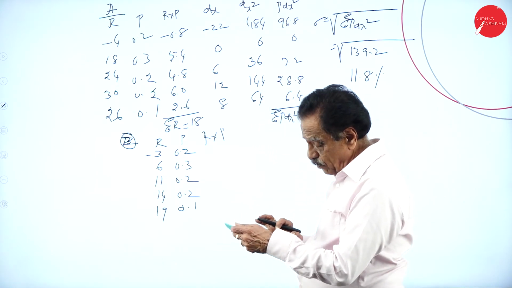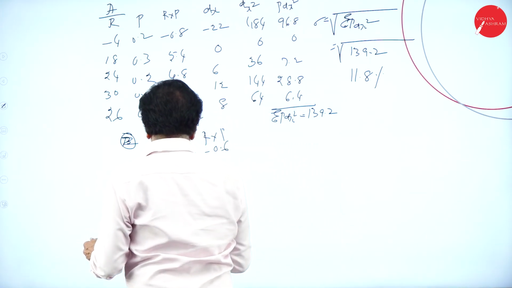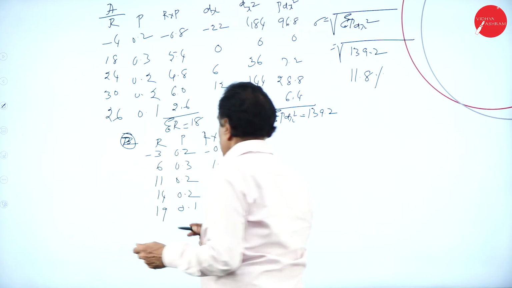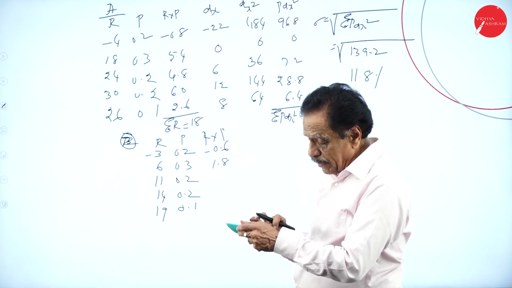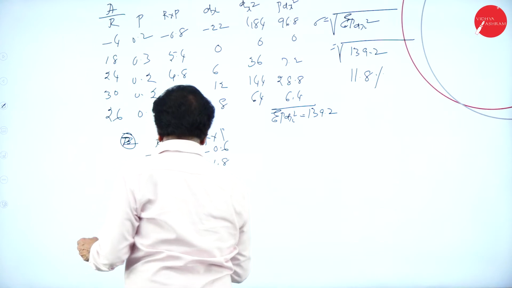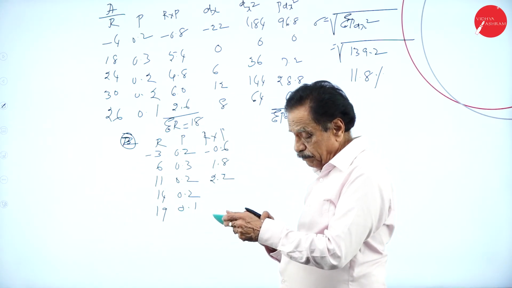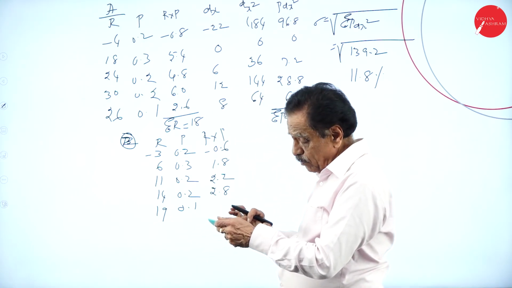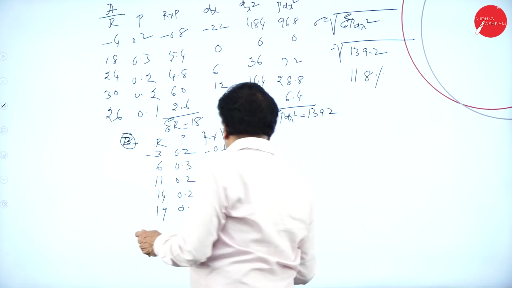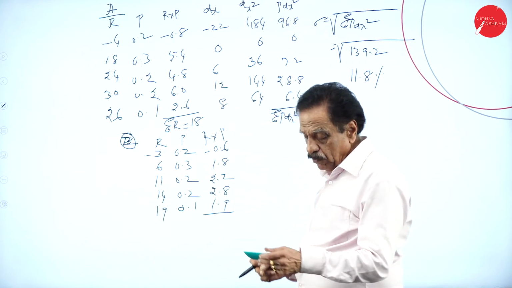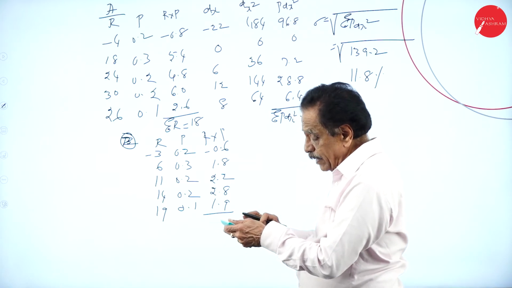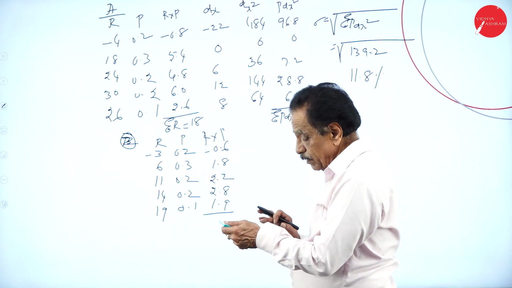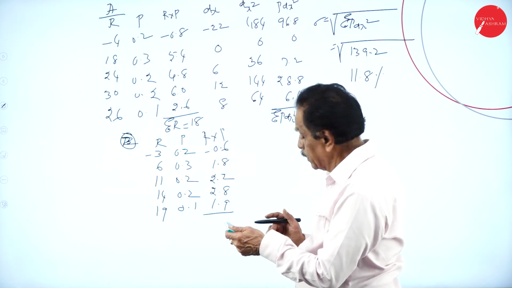3 into 0.2 is 0.6, minus 0.6. 6 into 0.3 is 1.8. 11 into 0.2 is 2.2. 14 into 0.2 is 2.8. 19 into 0.1 is 1.9. Add the figures: 1.9 plus 2.8 plus 2.2 plus 1.8 minus 0.6 gives 8.1.